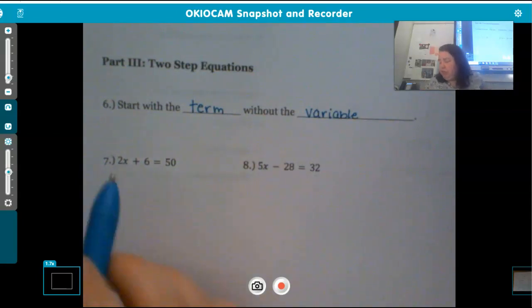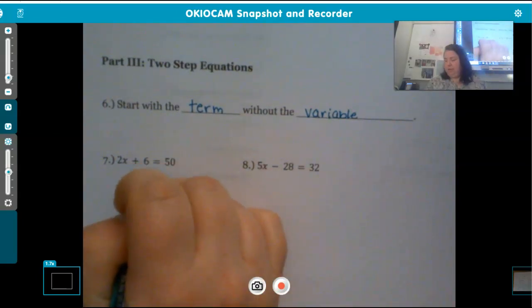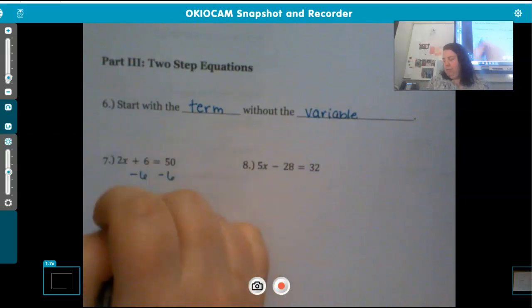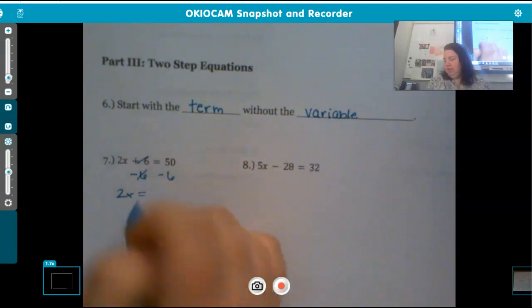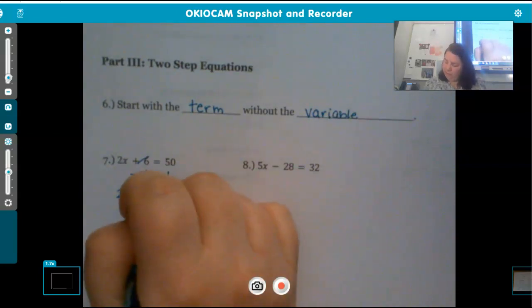So let's look at our first one, 2x plus 6 equals 50. What is our term without the variable? Plus 6. So what's the opposite? Subtract. What are we subtracting? 6. Very good. I subtract 6 from both sides because whatever I do to one, I have to do to the other. We bring down our 2x. Our 6's cancel each other out. What is 50 minus 6? 44.